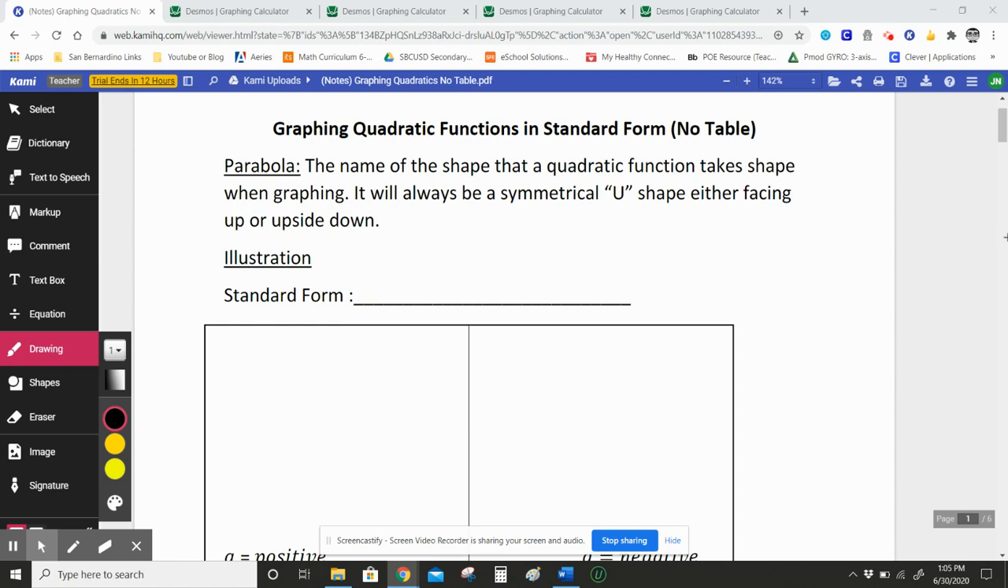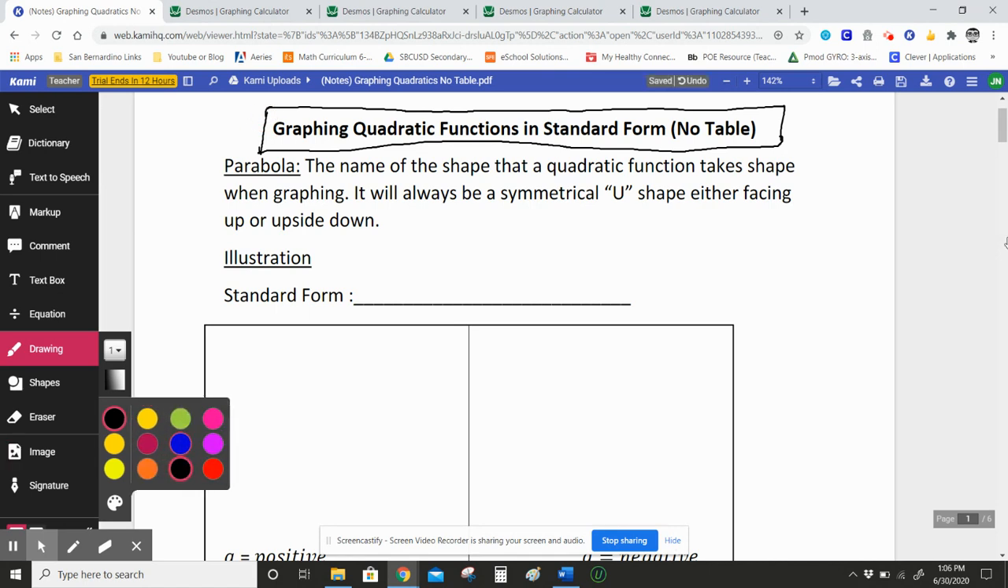Hey everyone, in this lesson, we're going to be talking about how to graph quadratic functions or parabolas in standard form, but this time without using a table. In one of the prior lessons, we talked about how to graph parabolas by using a table of values, where you would have to plug in the values to fill out the table completely, and then plot the points individually so you can figure out what the actual parabola is going to look like.